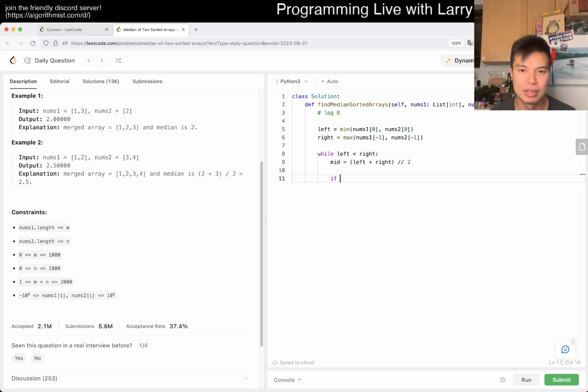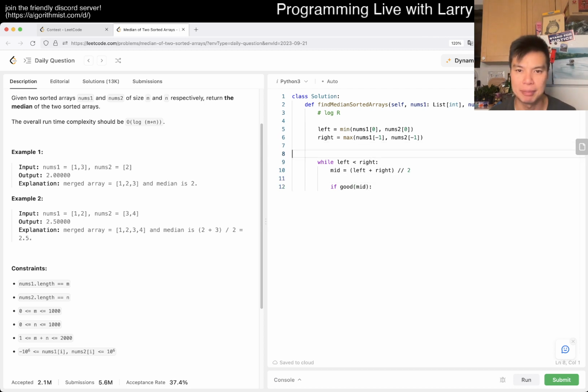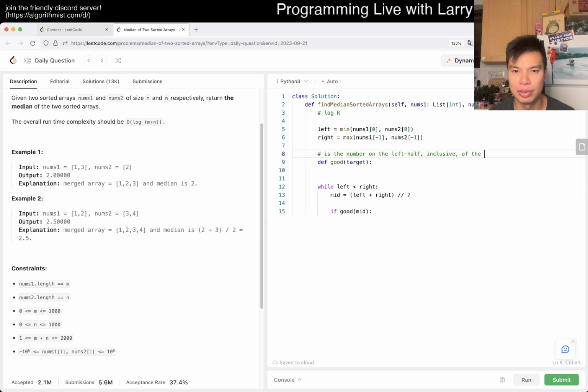So if I want to say good, let's just say good. I think you have to be a little bit precise about what good means sometimes. And good for a target means that it is a number on the left half, inclusive of the range. Or not, it doesn't have to be from the range. It has to be in the left half inclusive, and that should be good from 0 to mid, right?